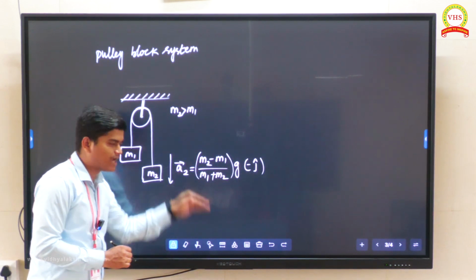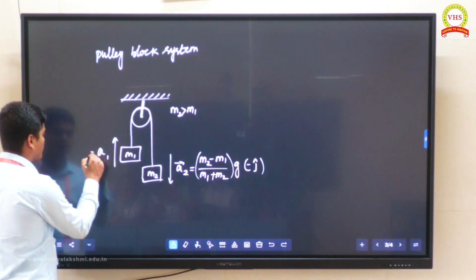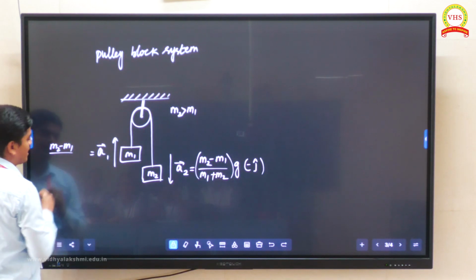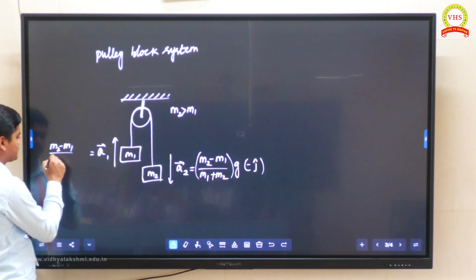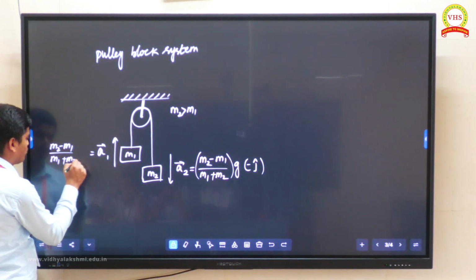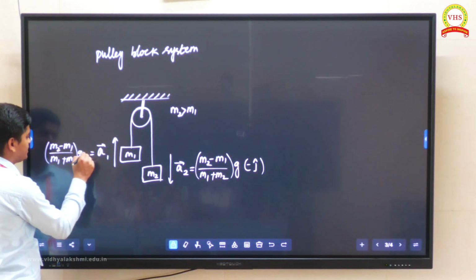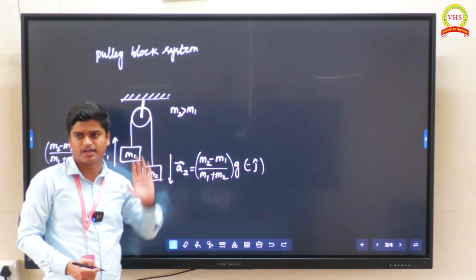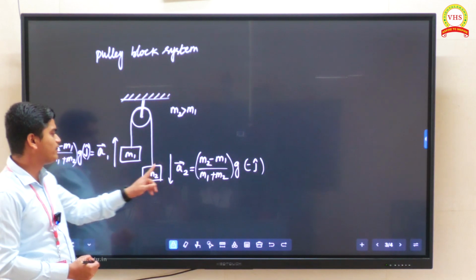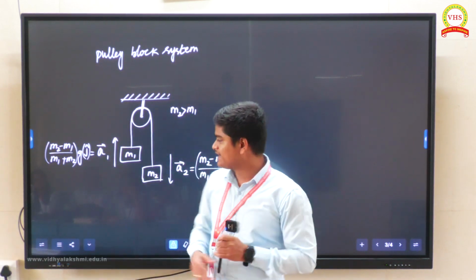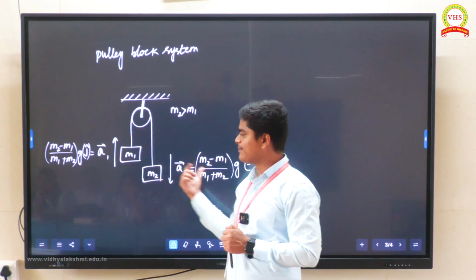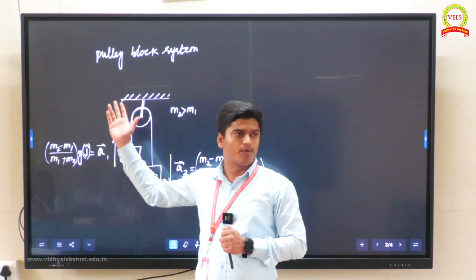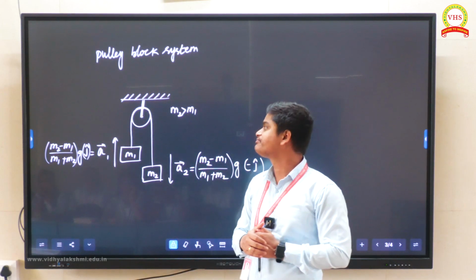Minus j means moving downward, so for A1 in vector form, how much will I write? The same: subtraction of the masses, heavy mass minus light mass, divided by addition of both the masses, into g into j cap. Why j cap? Because it is going vertically upward. So I got A1 and A2. Their magnitudes are the same, but direction-wise they are different. One is going down, another is going up. That's why we gave A1, A2.